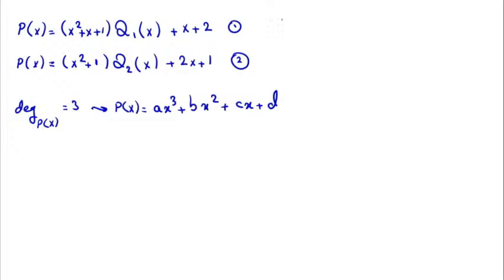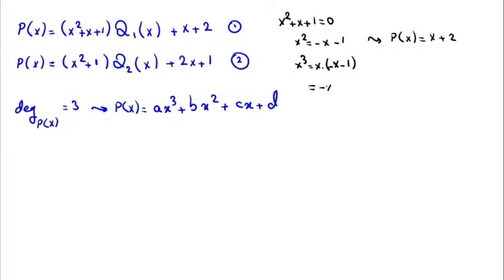If you consider an x such that x squared plus x plus 1 equals 0, for example, x squared equals negative x minus 1. Then in this case, because this part will be 0, p of x will be equal to x plus 2. So it means what? When x squared is negative x minus 1, x cubed is x times x squared, which will be negative x squared minus x. X squared is this, so negative x squared, so x plus 1 minus x here, it will be 1. Okay? Now, we understand x cubed is 1 in this case.